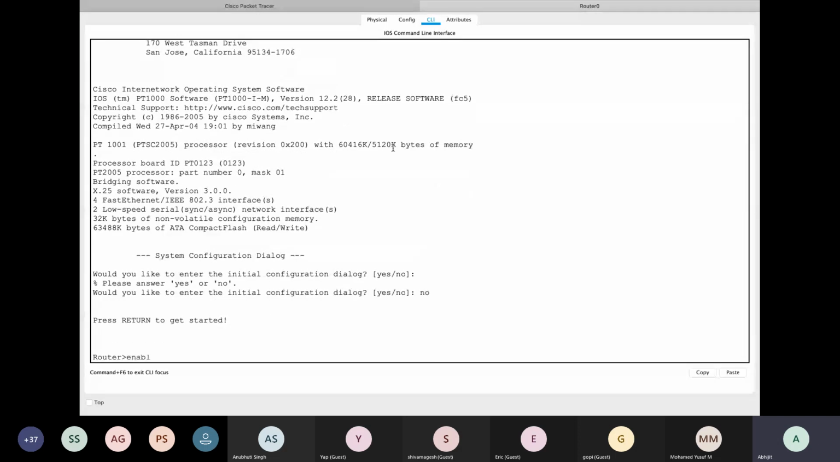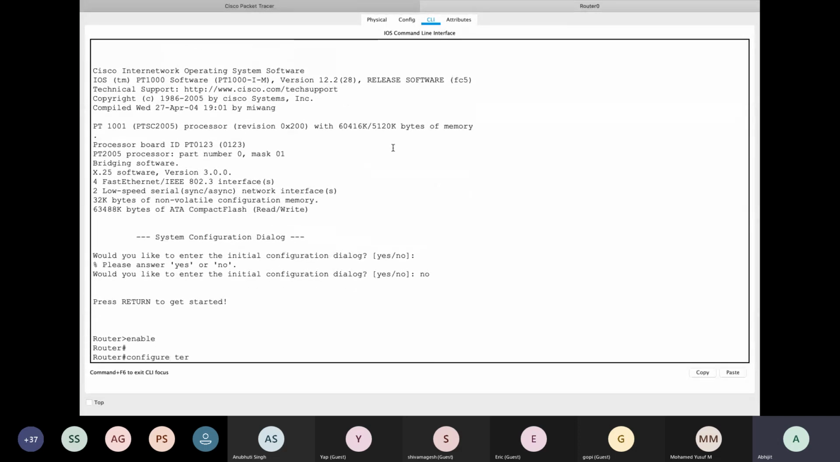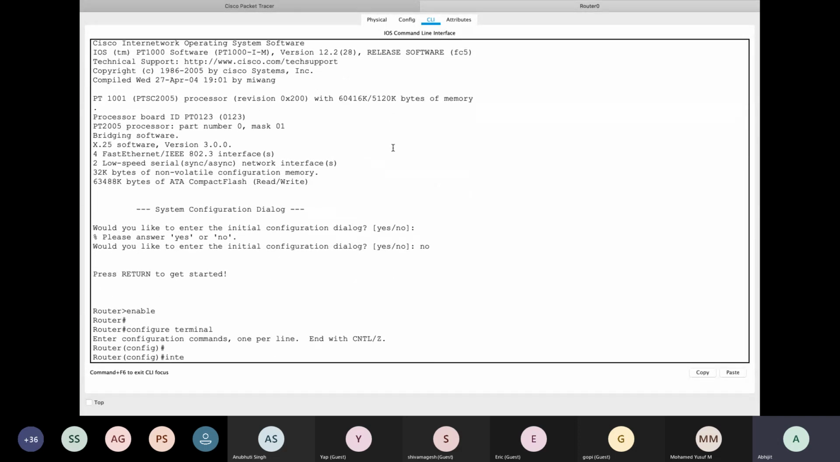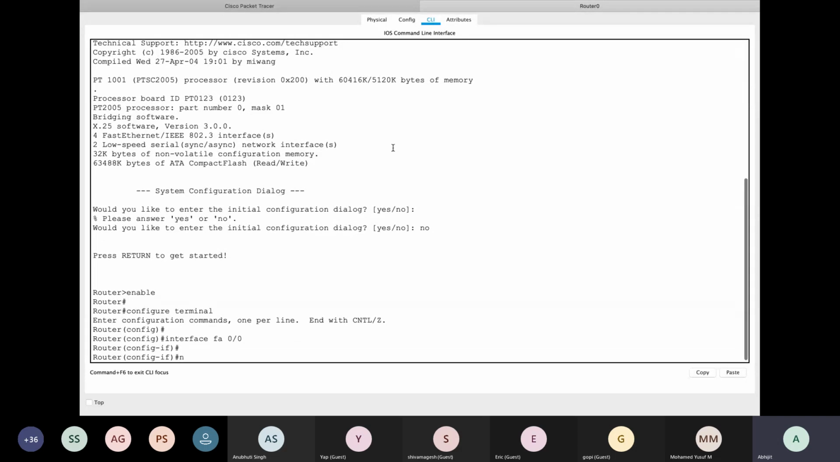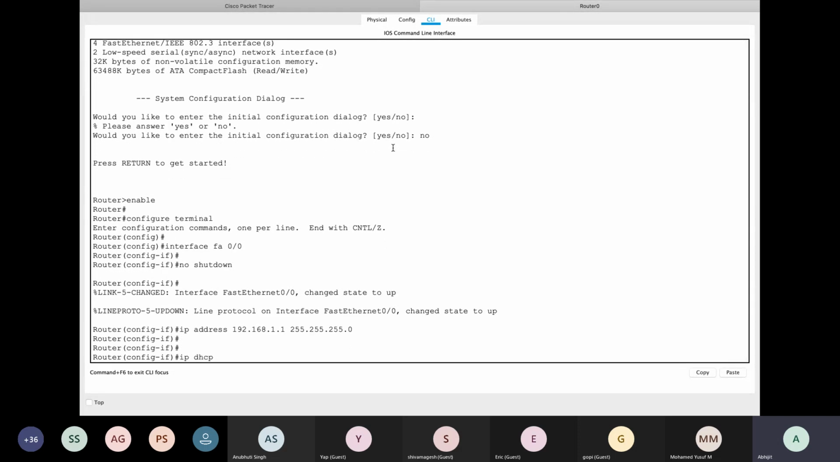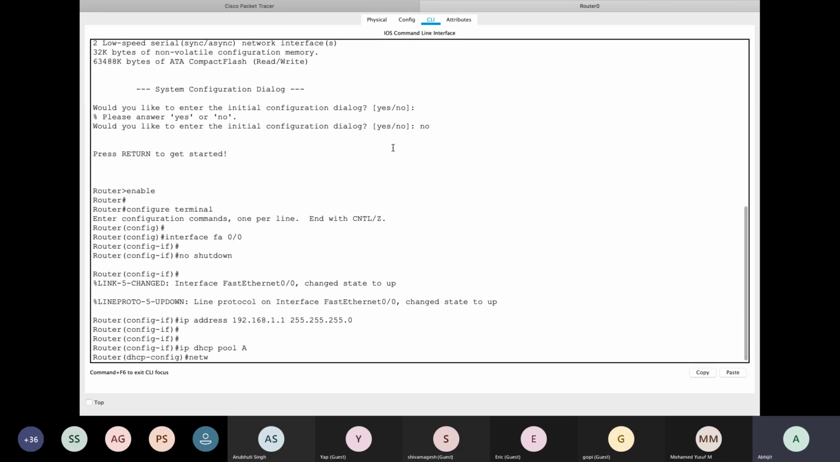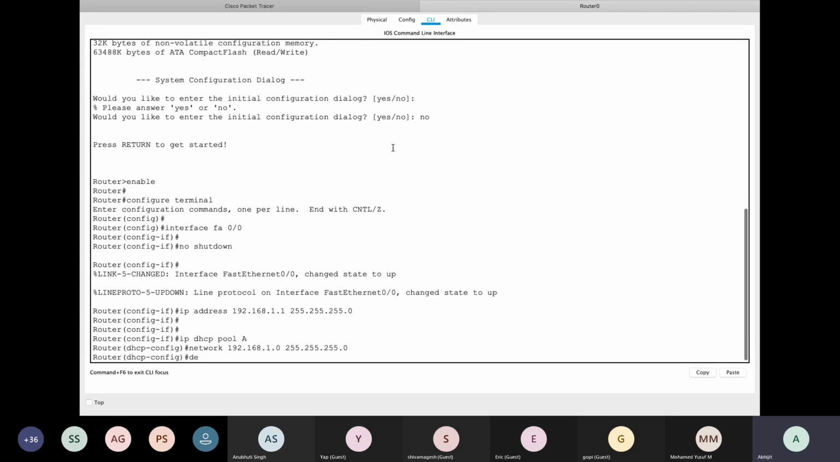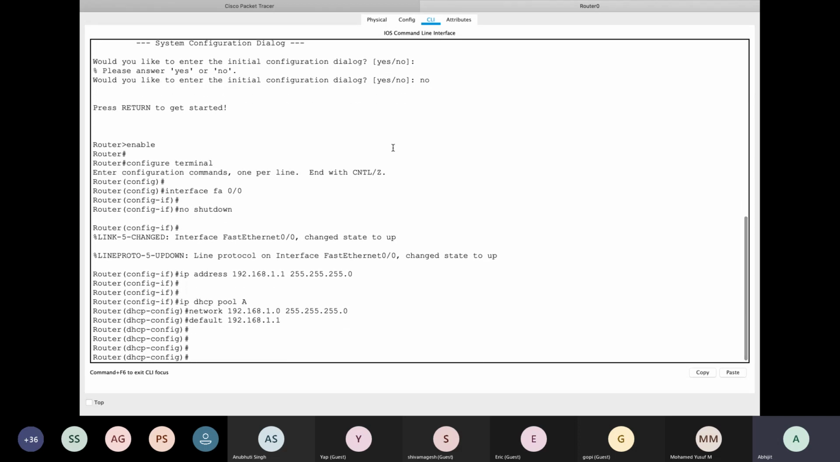So I can say no here, enable, configure terminal, then interface FA0/0, no shutdown, IP address 192.168.1.1 along with the subnet mask, and then you can say ip dhcp pool A, network 192.168.1.0 along with the subnet mask, and default router 192.168.1.1. Sounds good.